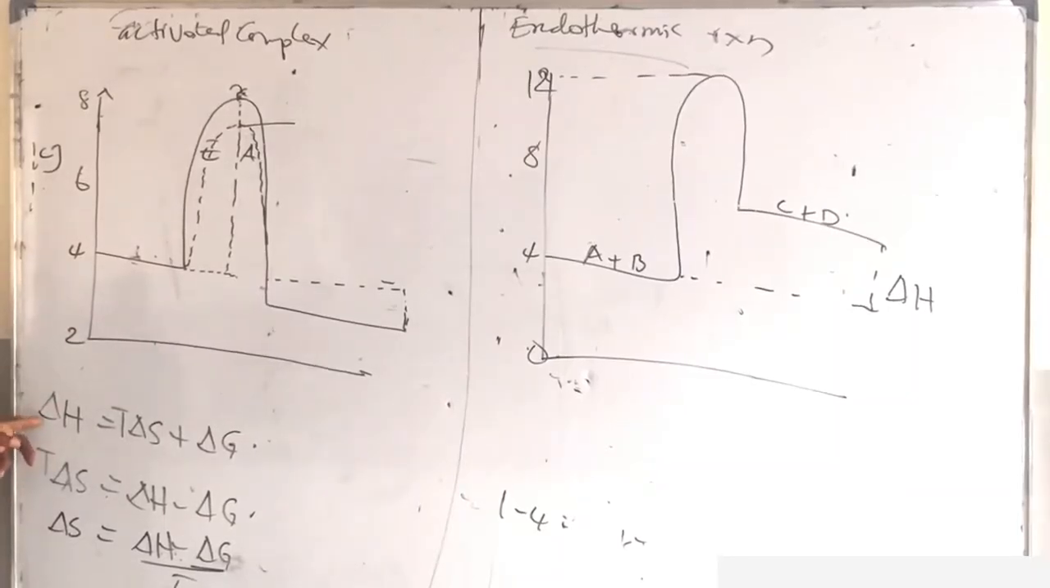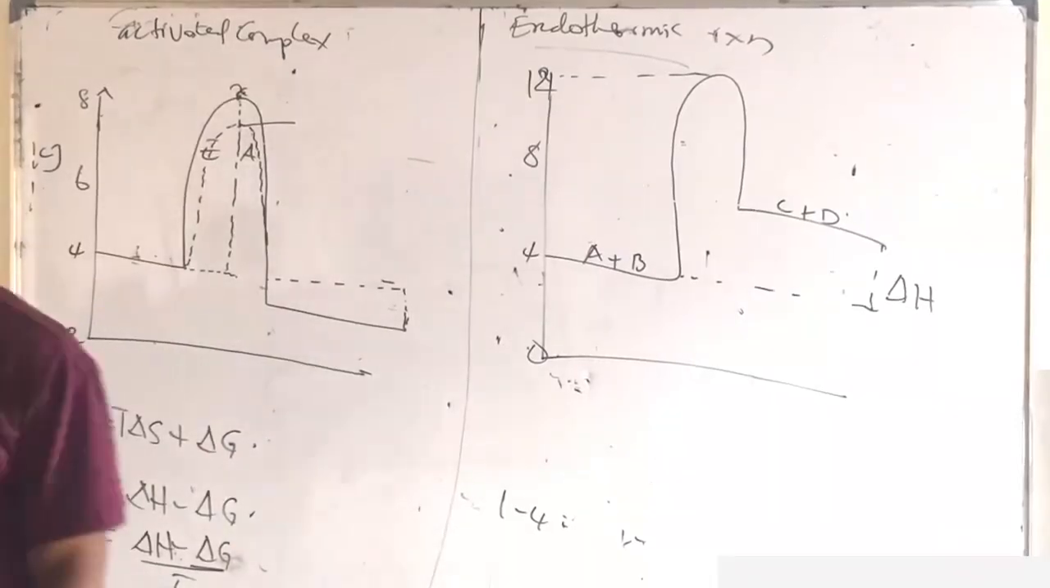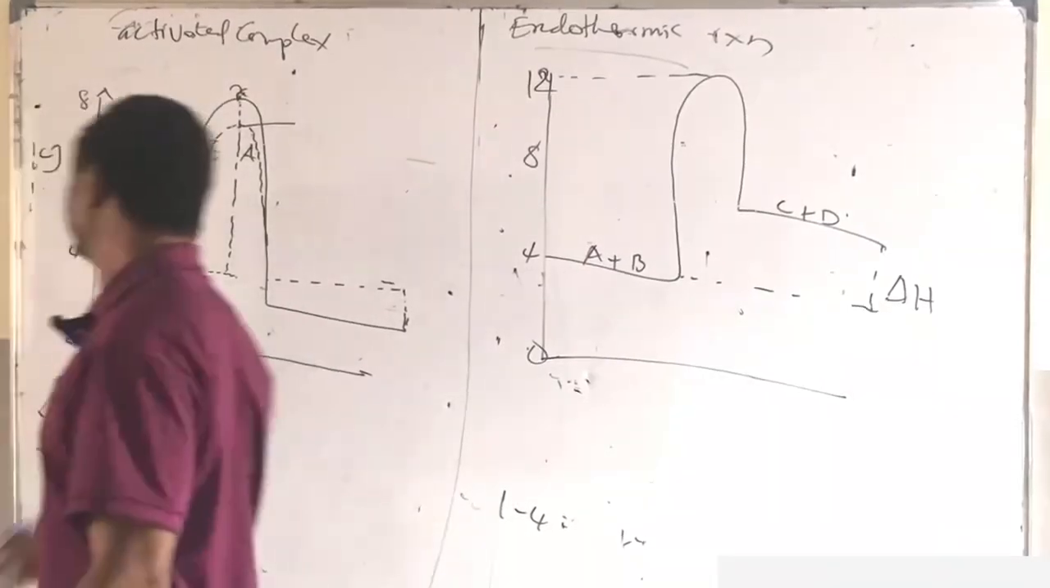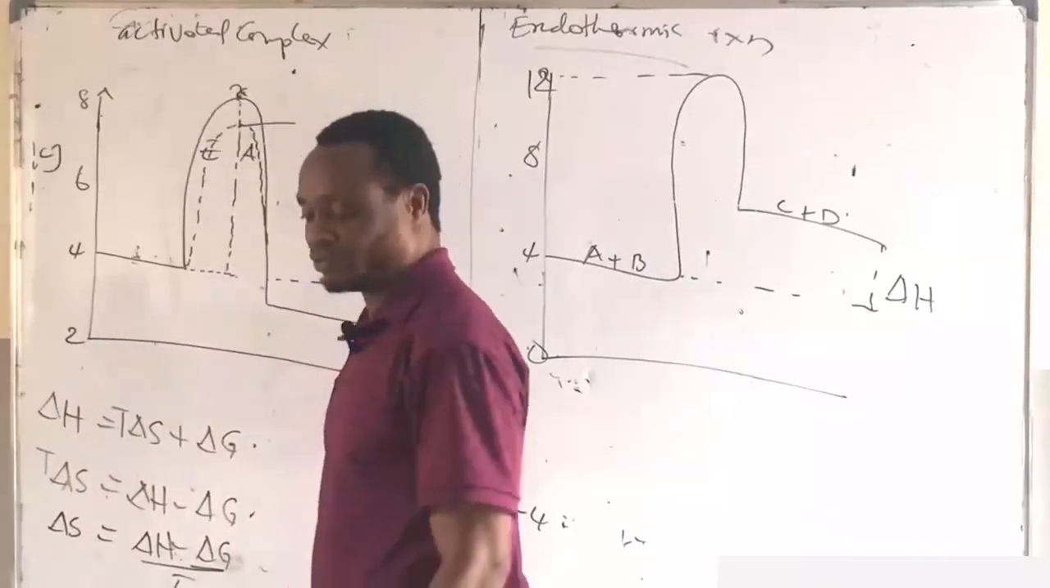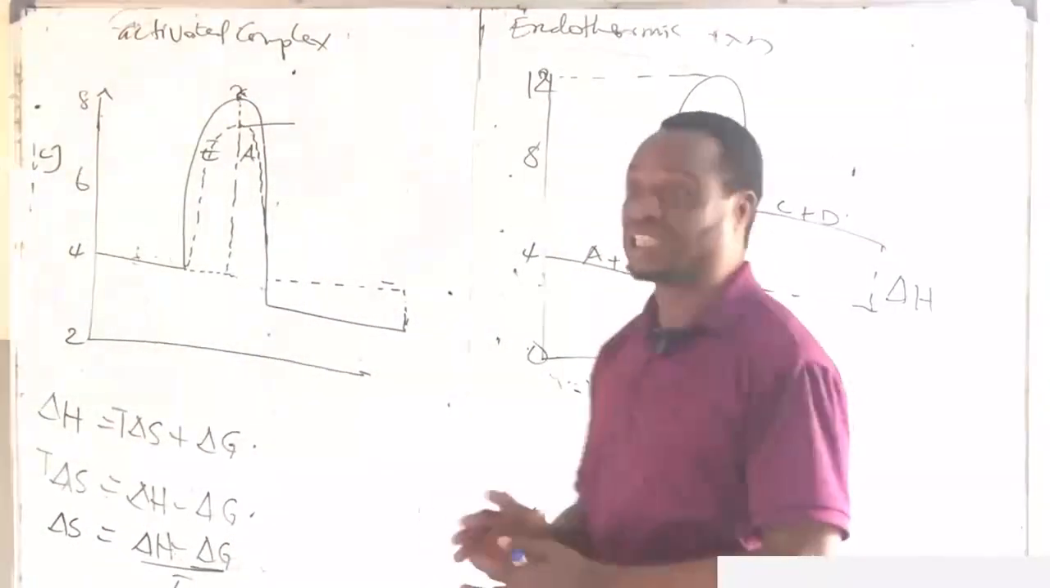Some call it the heat content of the system, some call it the total internal energy, some call it enthalpy. Any one that you like to use is also correct. Now, let's also go to chemical equilibrium. Because they are together, these are all reactions.